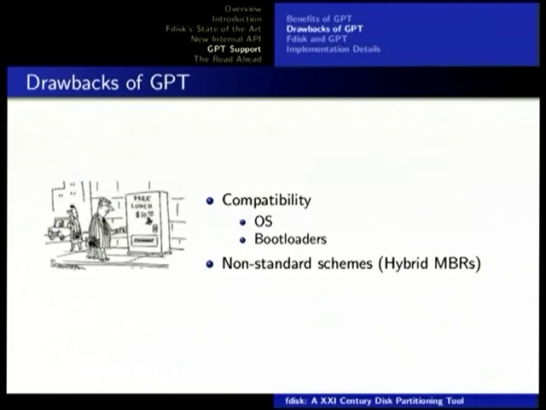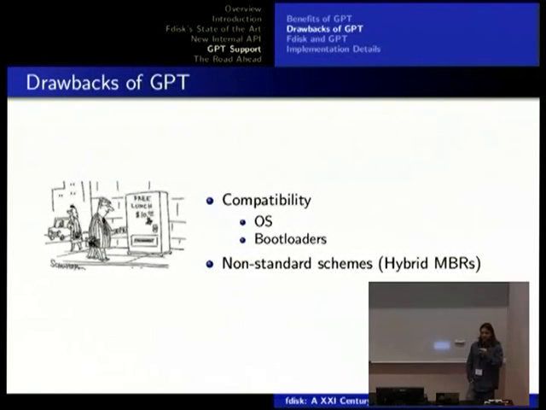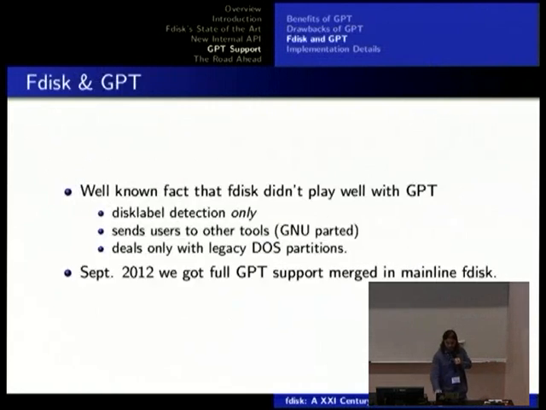So the drawbacks could be seen as currently not all the operating systems support GPT, the same with the bootloaders. And we have strange non-standard schemes like the hybrid master boot record that, for example, is useful for systems that don't know about GPT, like Windows 7 or XP. XP, okay. So we have some weird things going on as well.